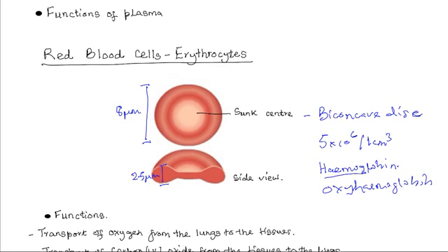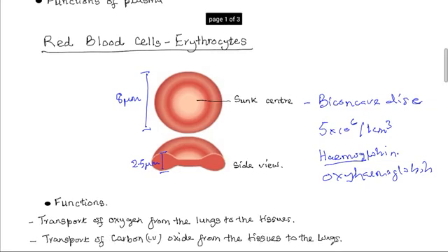Another adaptive feature is the thin plasma membrane, which allows for rapid diffusion of gases. Now, functions of the red blood cells, as mentioned before. One, the main function is transport of oxygen from the lungs to the tissue. Within the red blood cells, as I mentioned, there is hemoglobin. Hemoglobin combines with oxygen to form oxyhemoglobin.